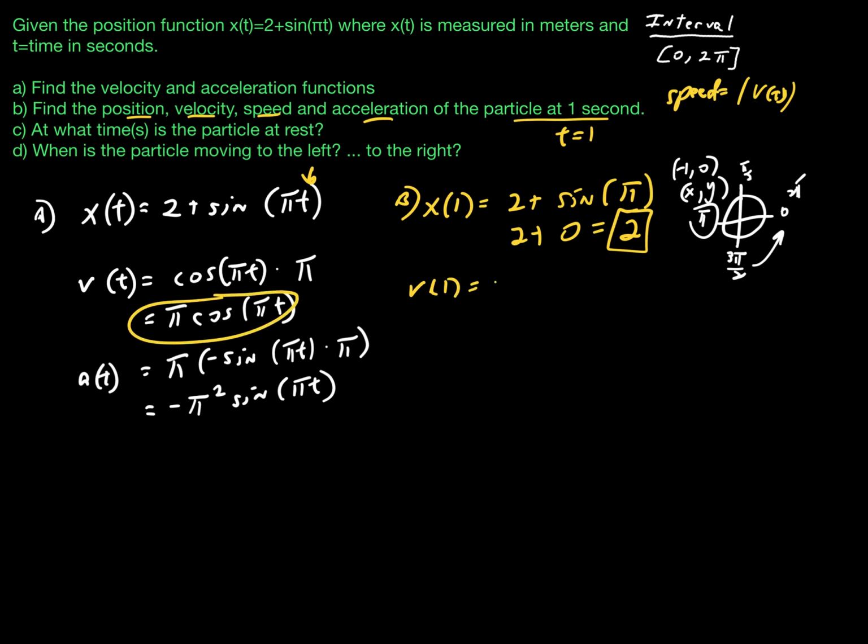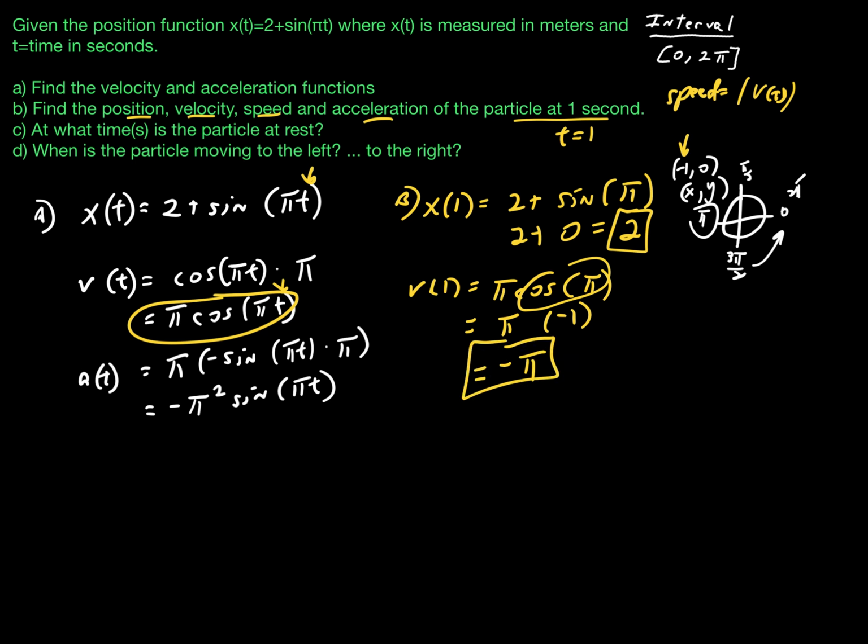For v of 1, well, here's our v of t. So we have pi times cosine. When you plug in a 1 right there, you get pi times 1, which is pi. So now do you know what the cosine at pi is? Well, we said the sine was the y value. The cosine is the x value there, at pi, which is negative 1. So what we have is pi times negative 1, so we have negative pi.